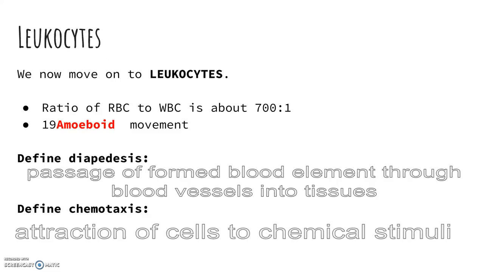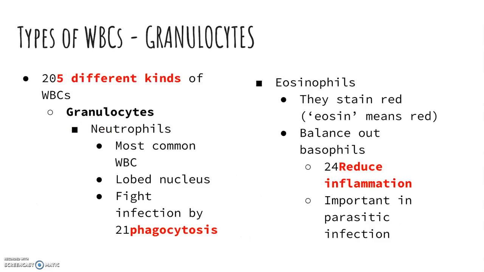So infection or invaders in the body or dust particles in your sinuses or whatever set off a chemical alarm that is attractive to certain white blood cells, and they exit the blood vessel via diapedesis and move in direction of the chemical that's attracting them. Different types of white blood cells. So the red blood cells are just one kind, but we have 5 different kinds of white blood cells.